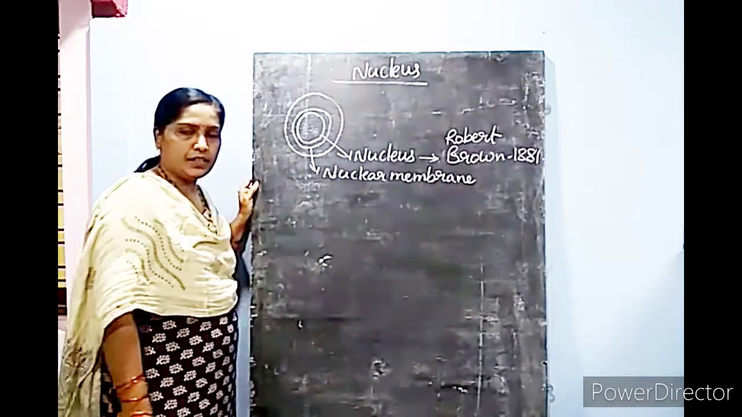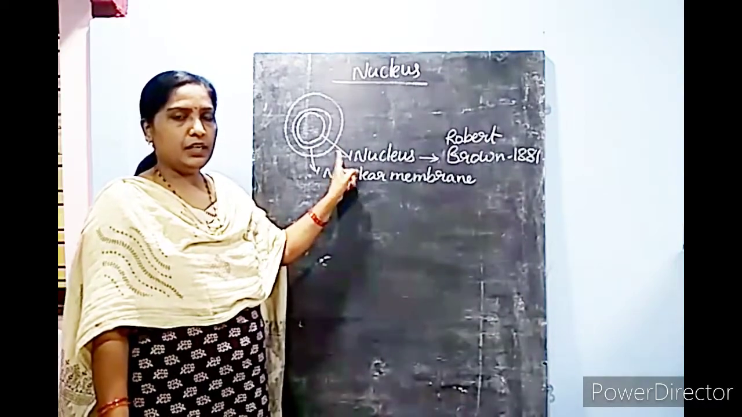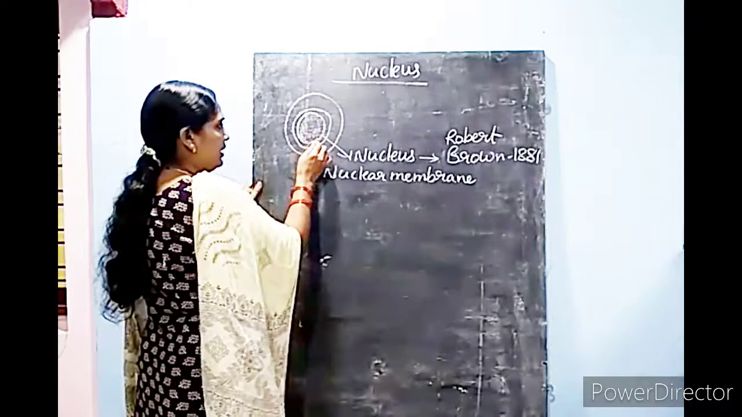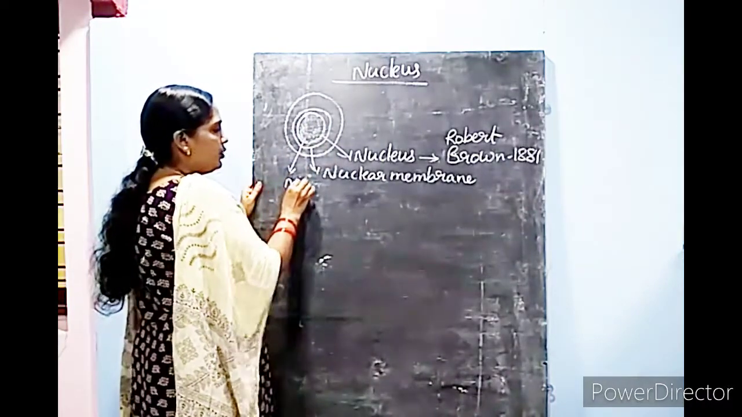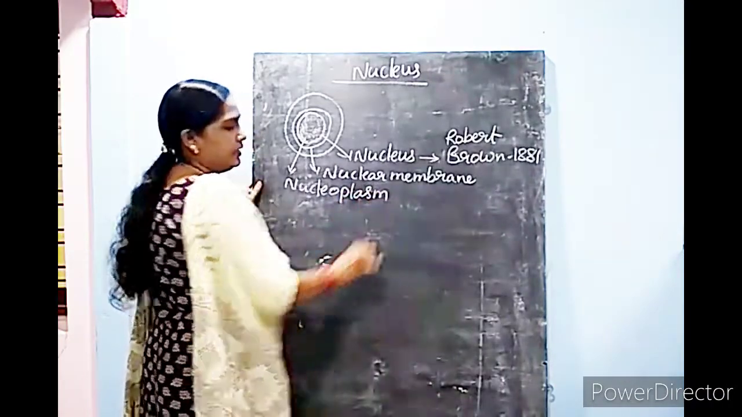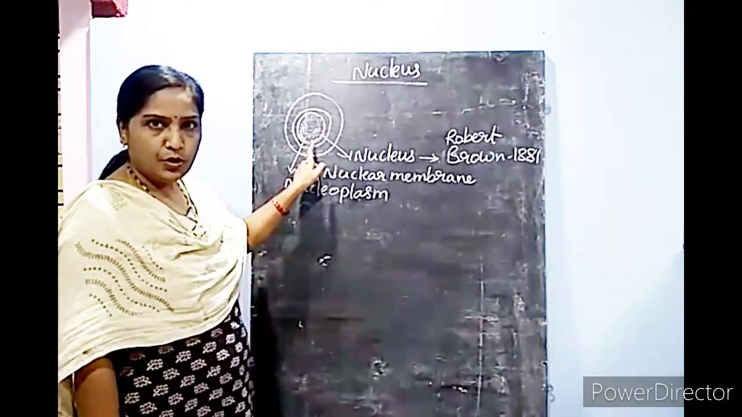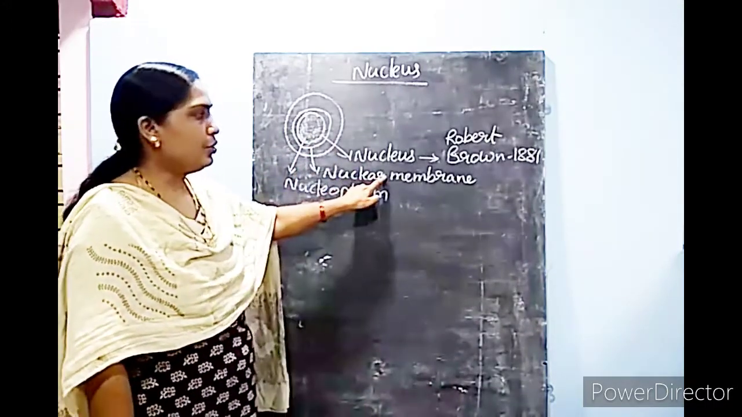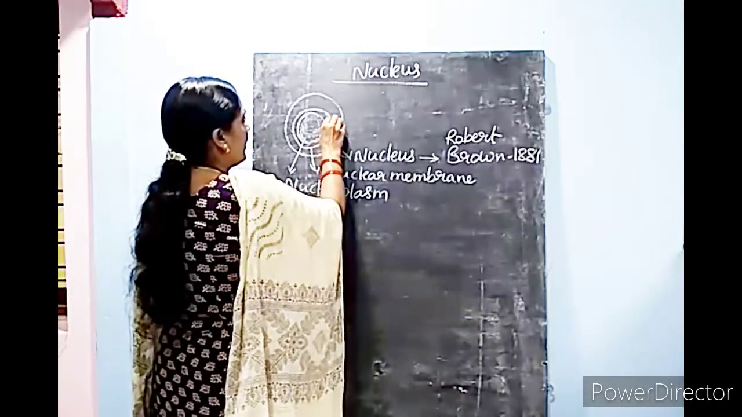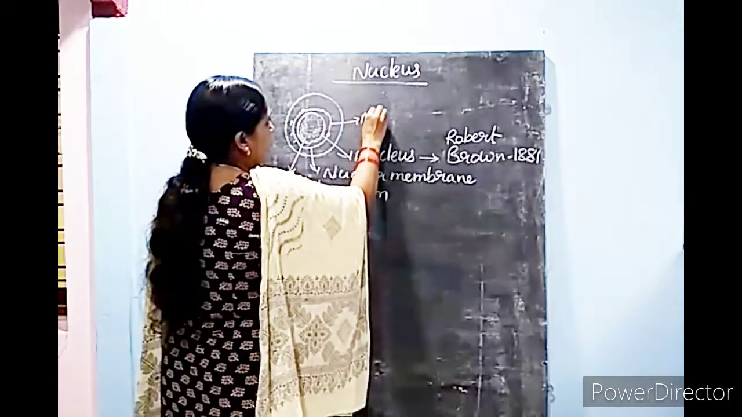Just as we have cytoplasm inside the cell, in the same way, inside the nucleus, the jelly-like substance present inside is known as nucleoplasm. Nucleoplasm is present inside the nucleus. And the membrane which is surrounding the nucleus is known as the nuclear membrane. This membrane has some pores. They are known as nuclear pores.